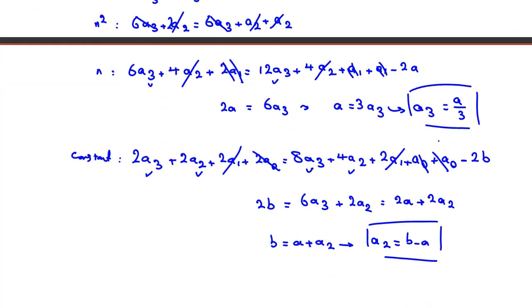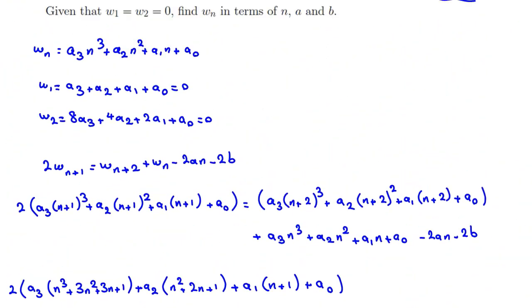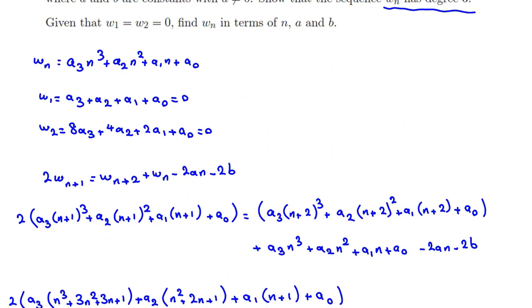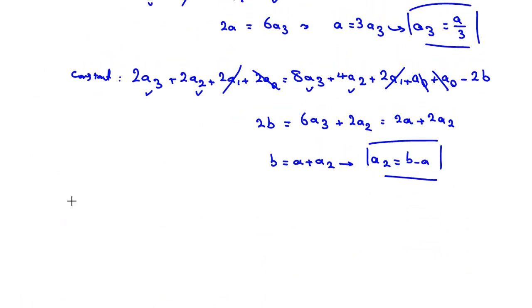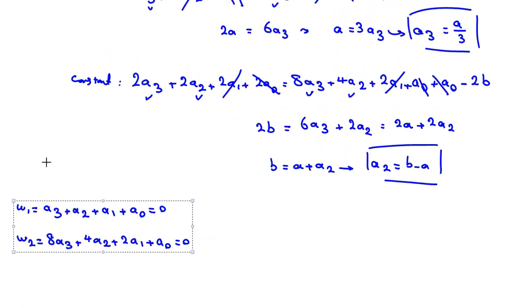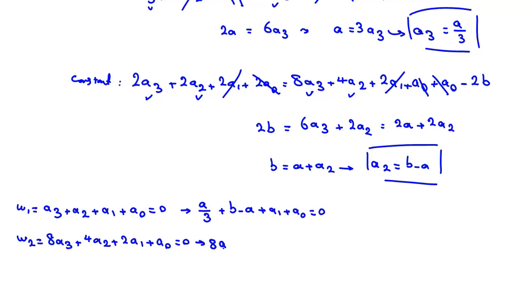To satisfy, if we consider these two values, these conditions will be satisfied. Only we should consider these two equations. Let's copy from these two. Okay, let's paste it here. W1: a3, a over 3, plus a2, b minus a, plus a1, plus a0, equals 0. 8a3, 8a over 3, plus 4a2, plus 4b minus 4a, plus 2a1, plus a0, equals 0. Okay.